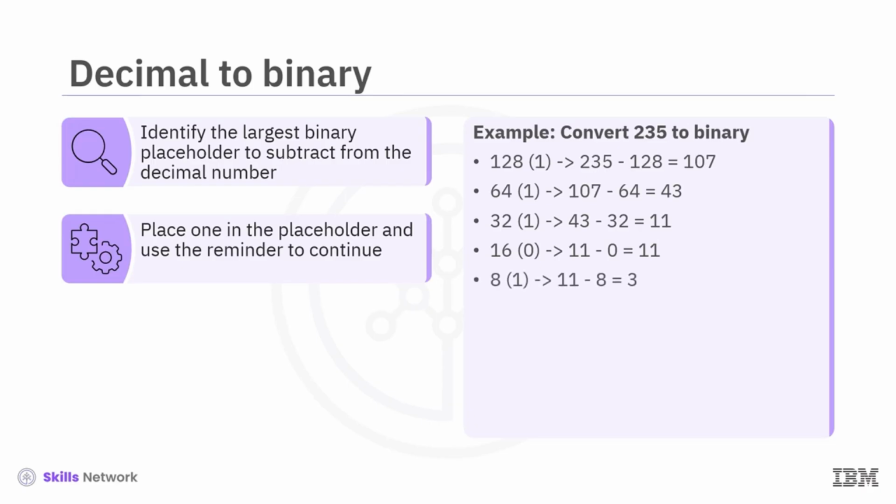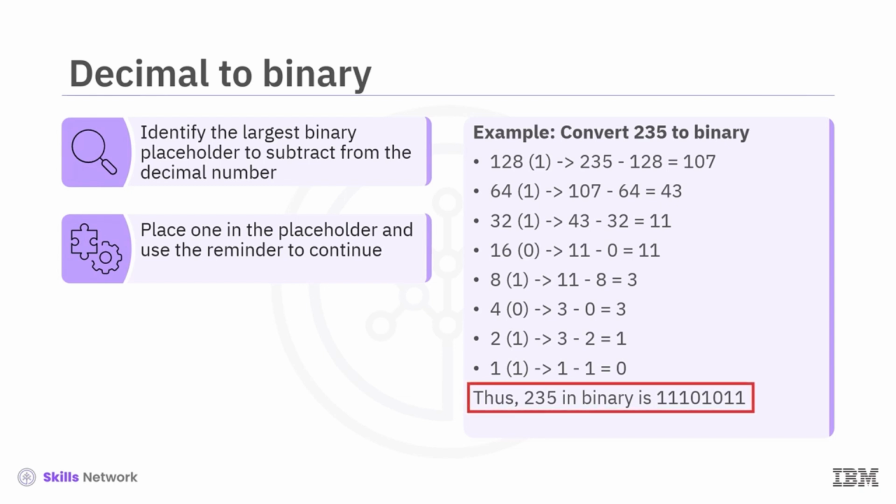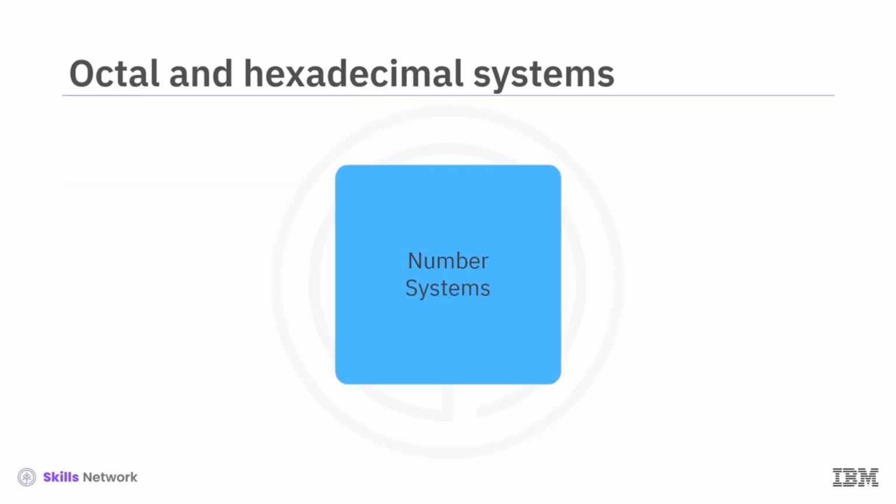Now, since 8 can be subtracted from 11, let's put a 1 in the 8 placeholder and subtract 8 from 11, leaving an answer of 3. Repeat the steps till you get the answer 1 and the next placeholder is 1. Now subtract this one from 1 and put a 1 in the placeholder and subtract. 1 minus 1 is 0. Voila! Here is your answer. 235 in binary is 11101011. In addition to binary and decimal number systems, octal and hexadecimal systems are widely used in a few instances.